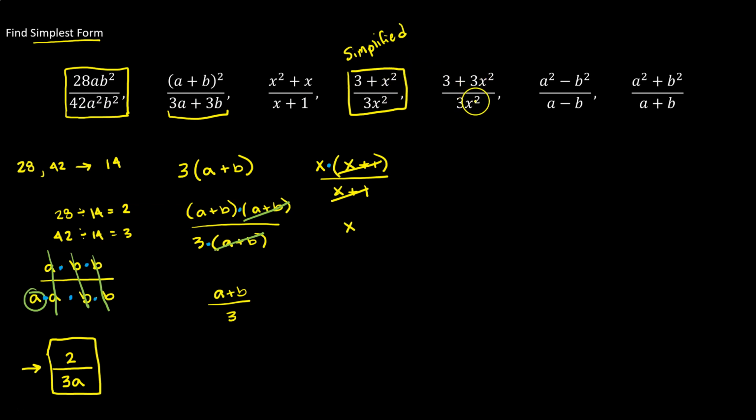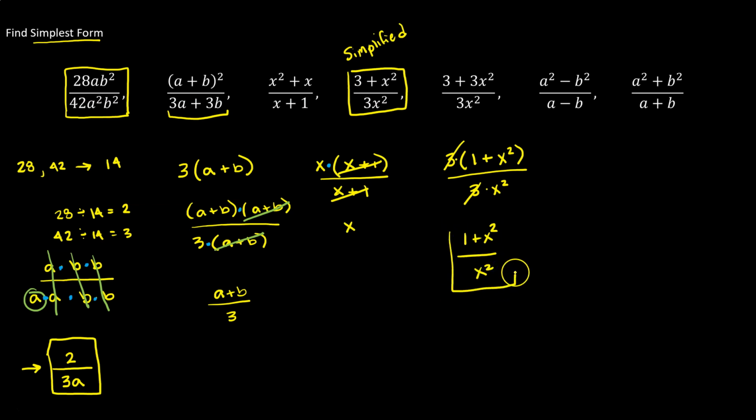Our next rational number looks very similar. You'll notice the only difference is that there's a coefficient of 3 on the x squared. In this case, our numerator can be factored. If I factor off a 3, that leaves behind 1 plus x squared on top. And then on bottom we have 3 times x squared. And because we have multiplication between the 3 and what's in the parentheses, and the 3 and the x squared, we can divide off the 3's, leaving behind 1 plus x squared over x squared. And then that would be our simplest form.